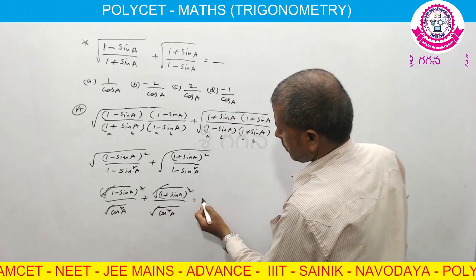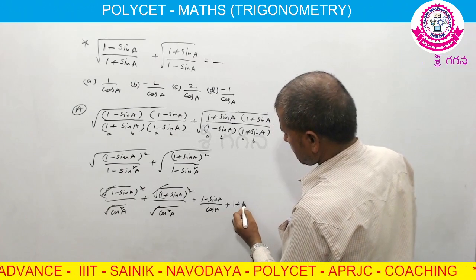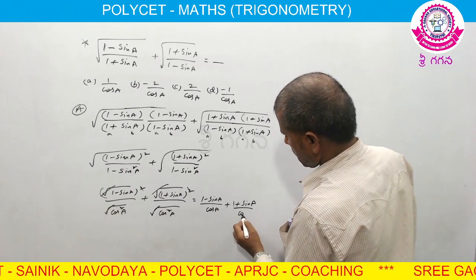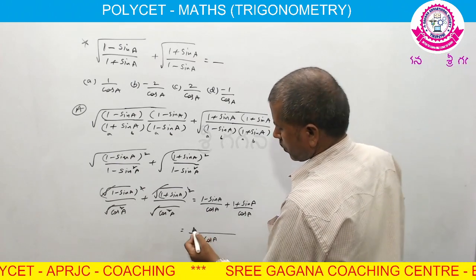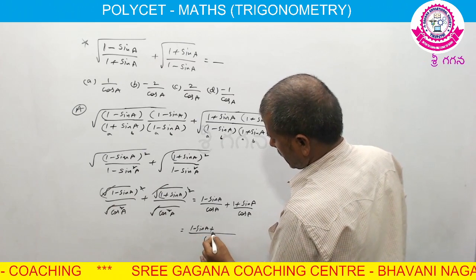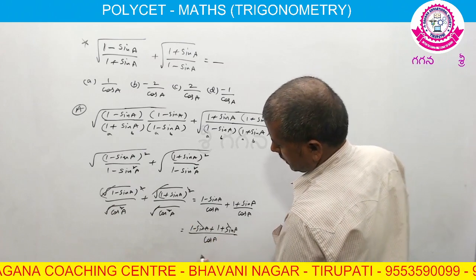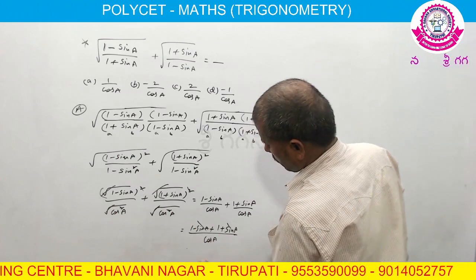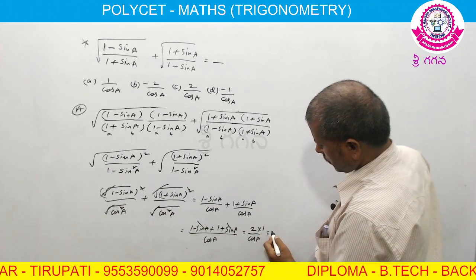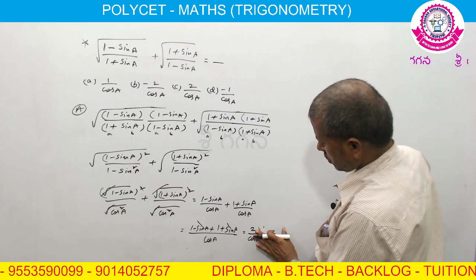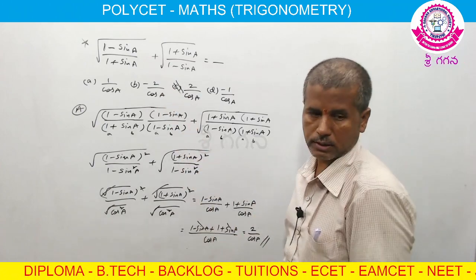After that we get (1 minus sin a) by cos a plus (1 plus sin a) by cos a. The denominators are equal, so we take the numerators only: 1 minus sin a plus 1 plus sin a. Minus sin a and plus sin a cancel. 1 plus 1 is 2, so 2 by cos a. So we get the answer 2 by cos a. C is the answer.